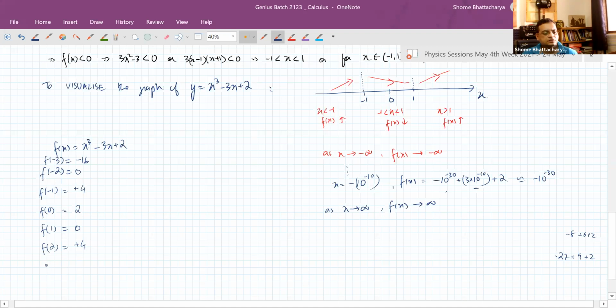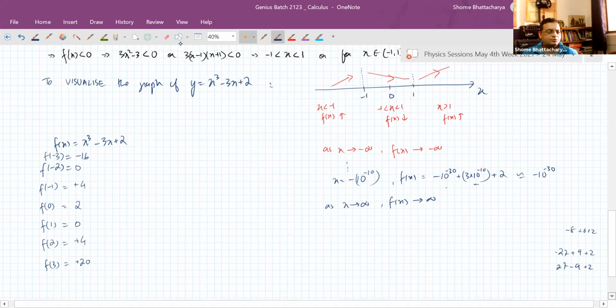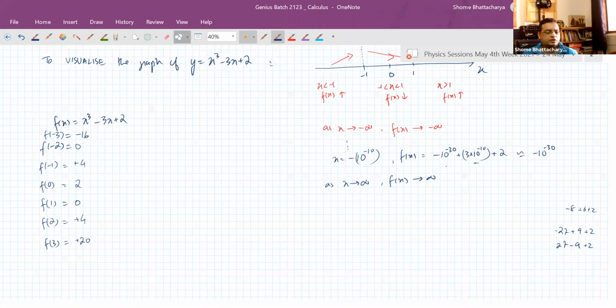And similarly, let's check the value of the function at 3. So we'll see it is 27 minus 9 plus 2. So 29 minus 9, so it's plus 20. Okay. So now we have a bit more information, and we can now attempt to draw a rough kind of graph.